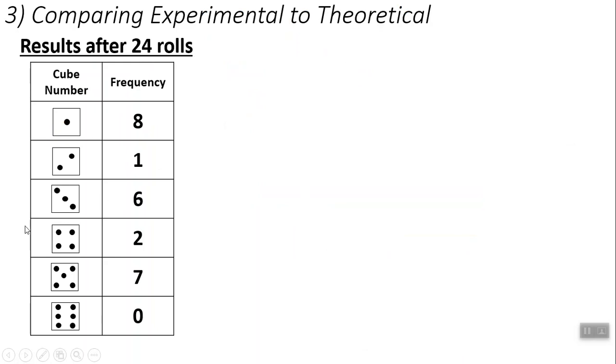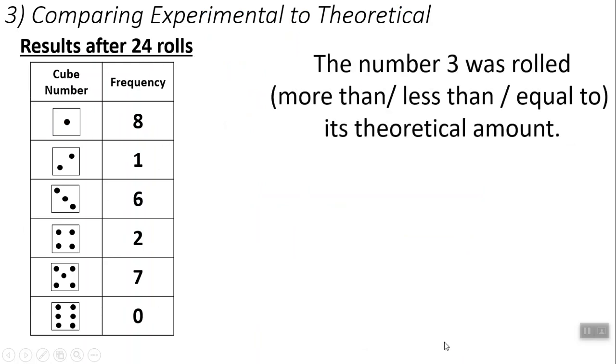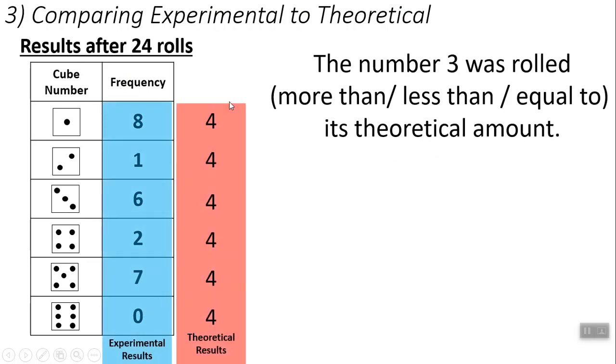All right, here's another cube. We're rolling. We have 24 rolls. Here are the results. The number 3 was rolled more, less, or equal to its theoretical amount. Well, I rolled a 3 6 times. This is showing experimental. Theoretically, everything should have appeared 4 times because you have a 1 in 6 chance of rolling a 3. Well, out of 24 rolls, that'd be 4. So theoretically, everything should have appeared 4 times.